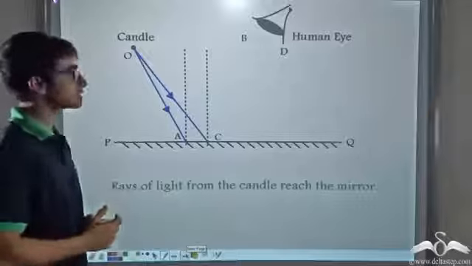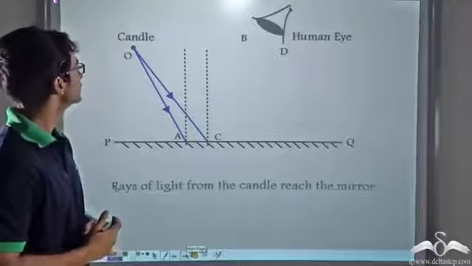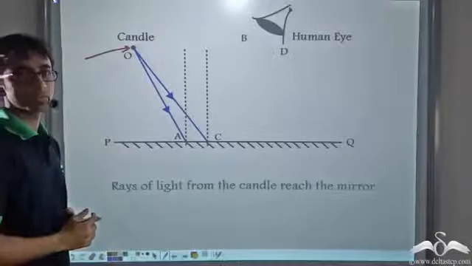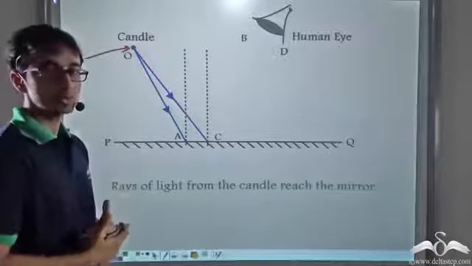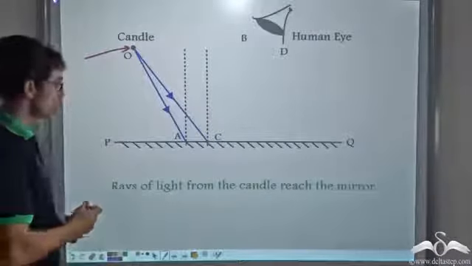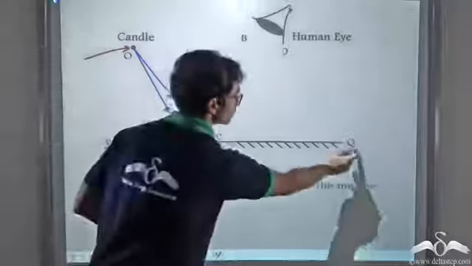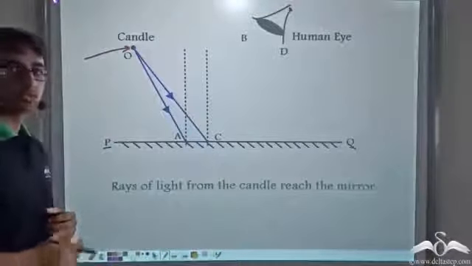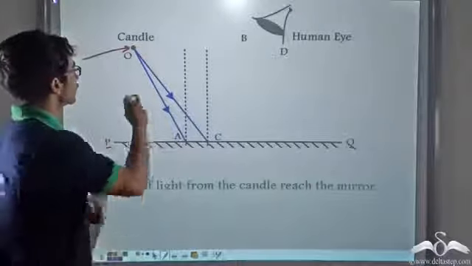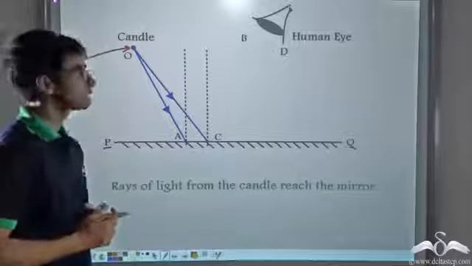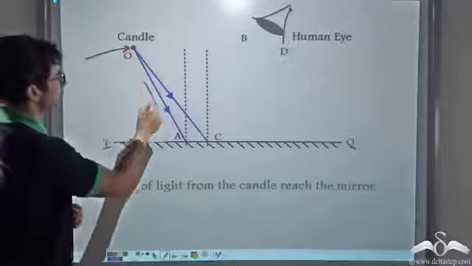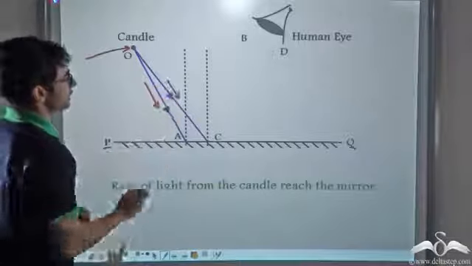Look at the diagram that has been represented on the board. Here, the candle is represented by this circle. So what we are going to try and do now is obtain an image for this candle on the mirror PQ. To form an image, we are going to need at least two rays coming from the candle onto the mirror. So these rays have been depicted by these two arrows.